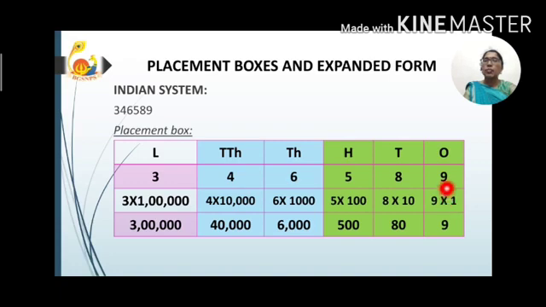So 9 is in which place? 1's place. So 9 into 1 is 9. 8 is in which place? 10's place. So 8 into 10 equals 80. 5 is in which place? 100's place. So 5 into 100, 500.